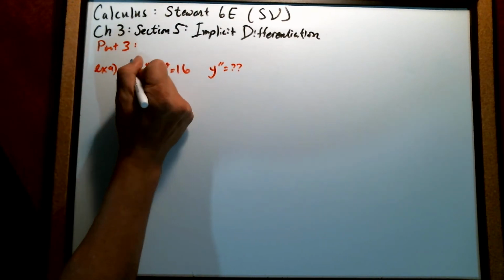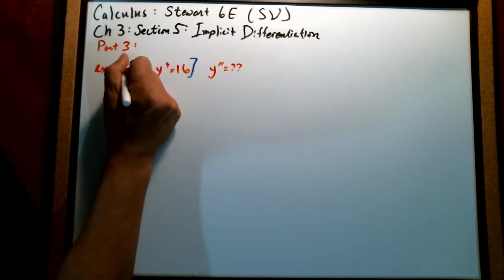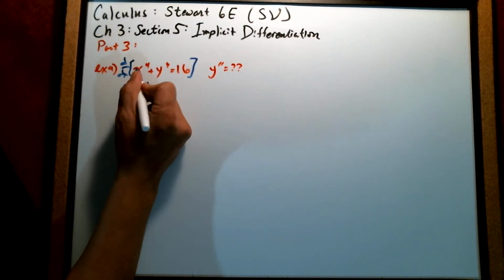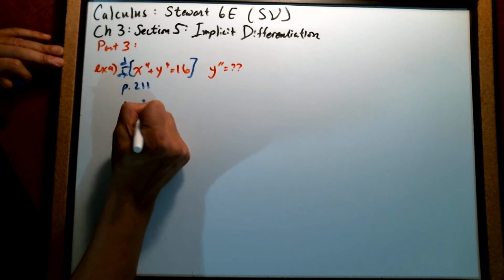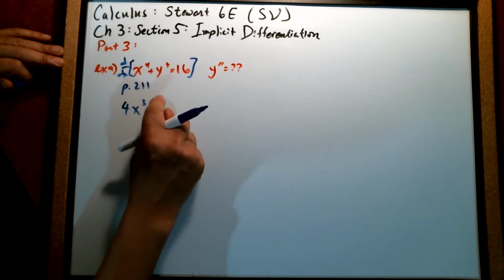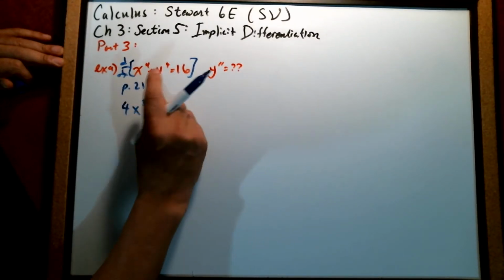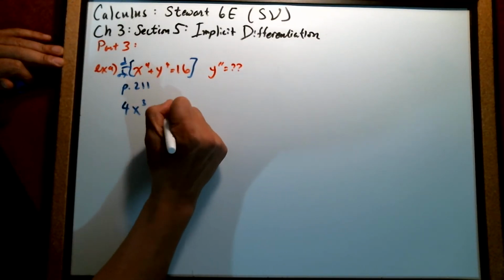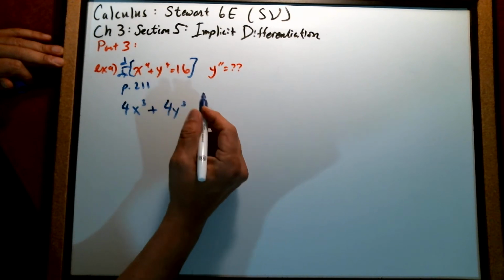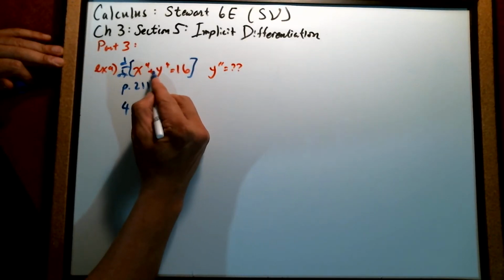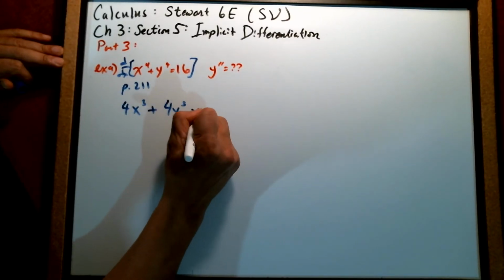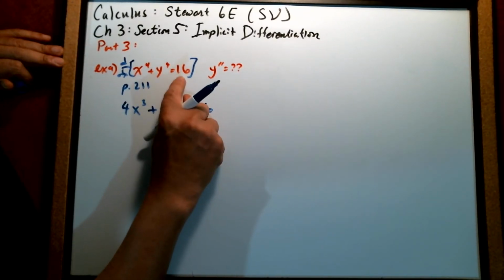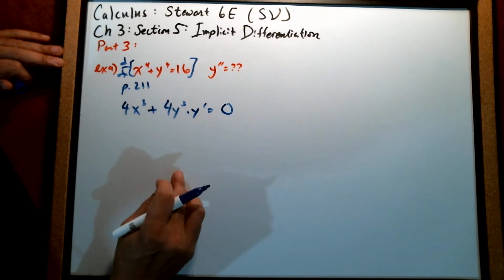What's the first thing we do? We want to take the derivative with respect to x again. The derivative of x to the fourth is 4x cubed times dx over dx, plus the derivative of y to the fourth is 4y cubed using the power rule. Bring it on down, subtract 1, that becomes 4y cubed times y prime, and the derivative of a constant is just 0.